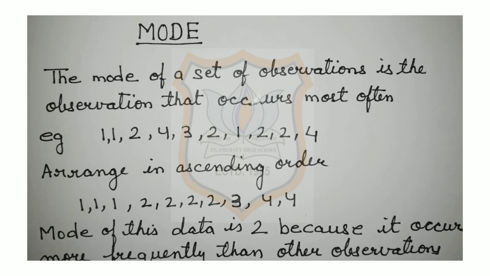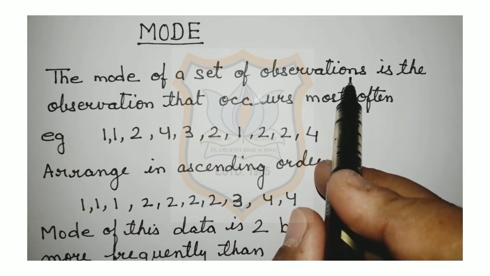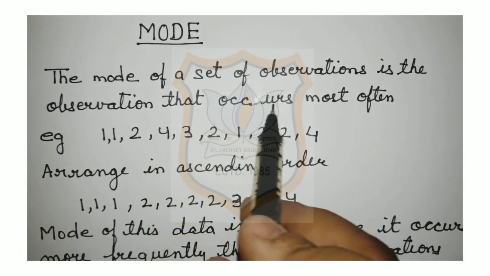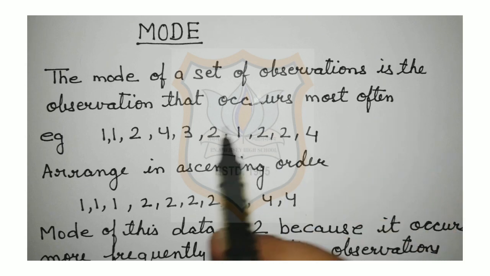Today we are going to start exercise 3.2. But before starting exercise 3.2, I will give you some small introduction about mode and median. So, what is mode? The mode of a set of observations is the observation that occurs most often. I will explain it by giving an example.